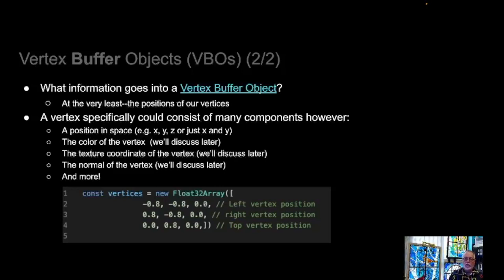So a vertex buffer object allows us to put data in there, and it can be the color of a vertex, the position of a vertex, a texture coordinate, the normal of the vertex. All of these things we can just package in there, and then our GPU can use that, because we're going to write programs that are tied to the data that we send.